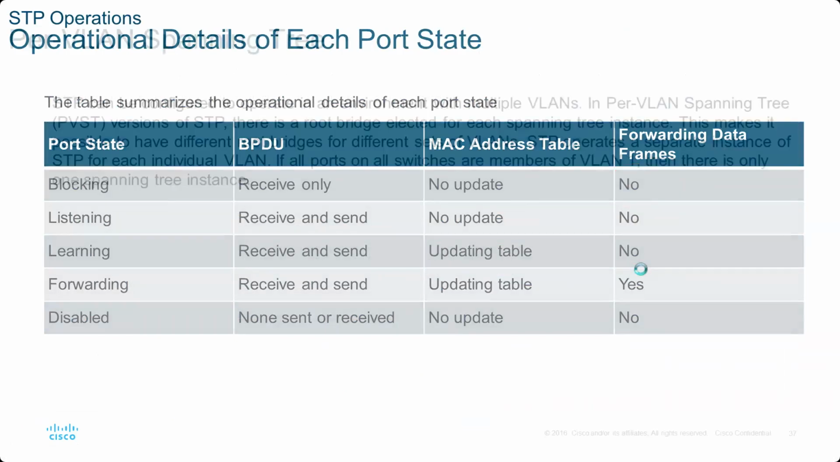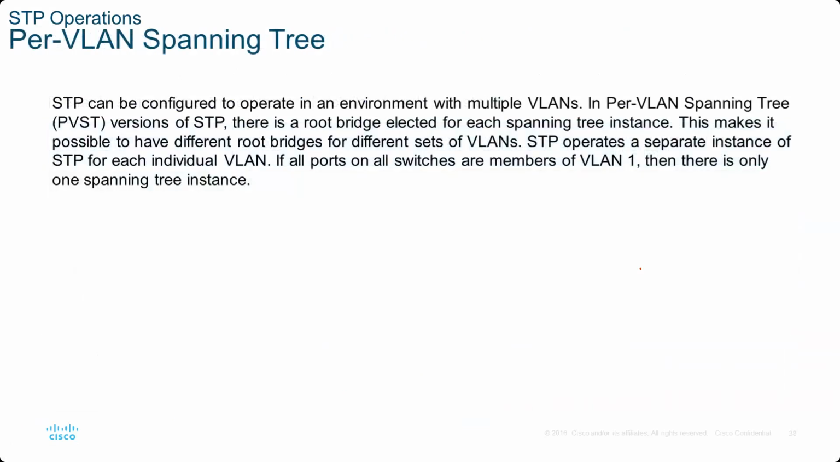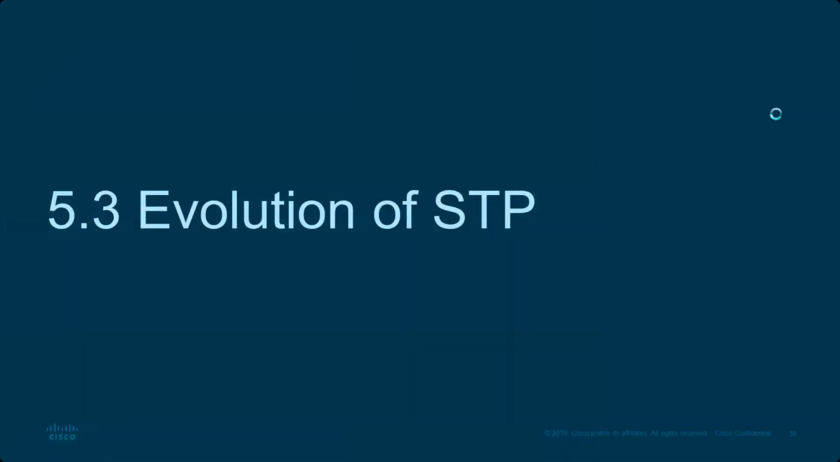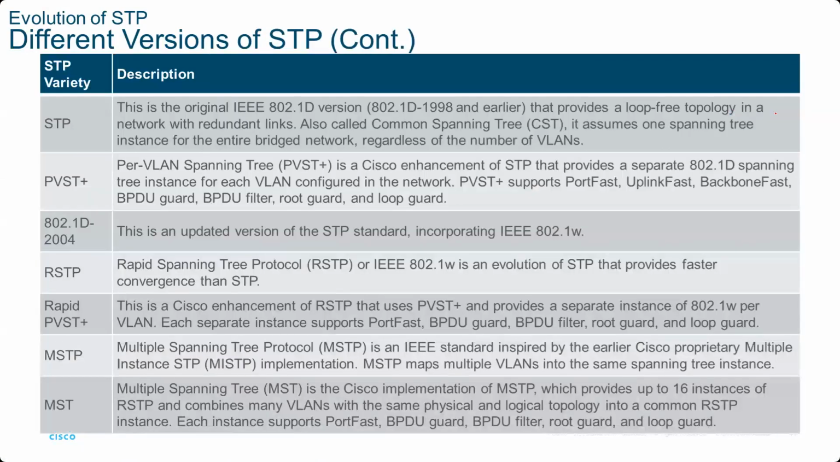There are different versions of STP available. For every single VLAN, we can have an STP, so per VLAN spanning tree is possible. Similarly, you can have something called PVST, per VLAN spanning tree. These are all Cisco enhancements, Cisco proprietary protocols. Then you can even have PVST plus, which will have special features like PortFast, BPDU guard, and so on. We will discuss what they are in the coming slide.